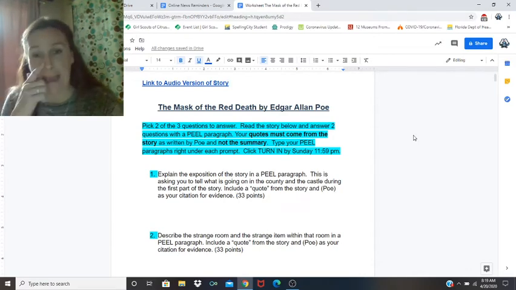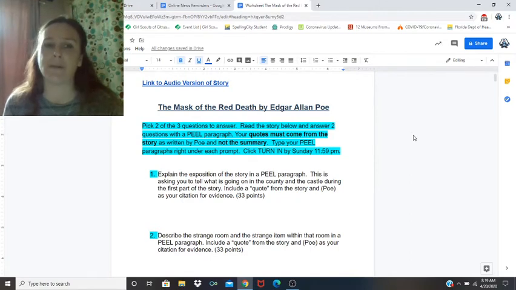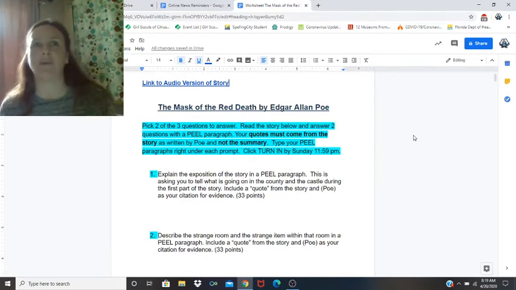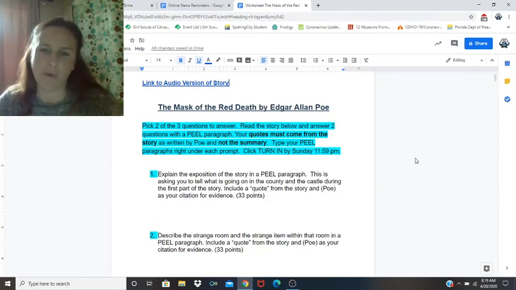You can also look back through some of your Google Docs. Because if you remember from The Cask of Amontillado, I gave you an essay with a couple PEEL paragraphs already there. Or you could look back at the first assignment from when we went online. That was an example essay written by a student this year. It was great. And you can take a look at how they wrote their quotes. So, go back and have a look.